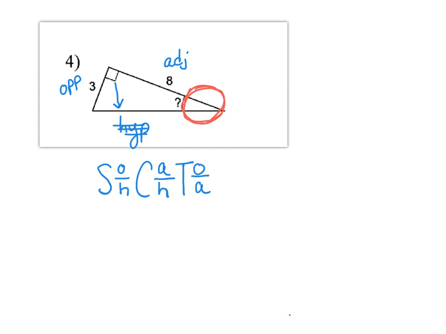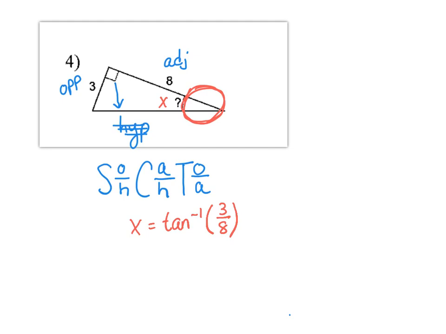So let's call this angle x. Angle x is equal to tangent inverse, the side opposite, which is labeled as 3, divided by the side adjacent, which is labeled as 8. So angle x is equal to tangent inverse 3 divided by 8.